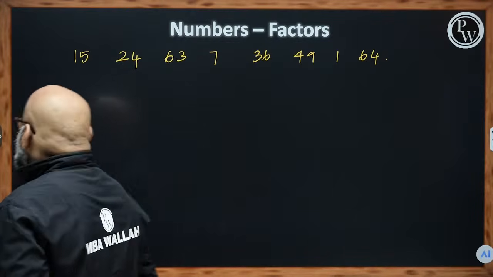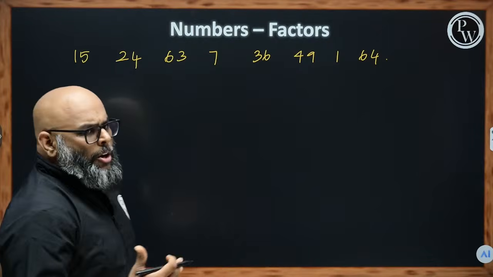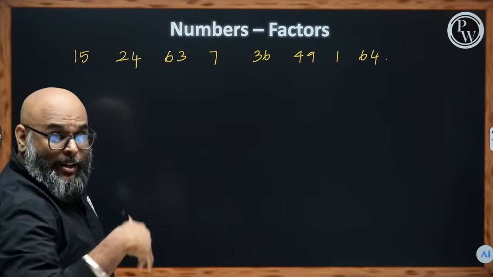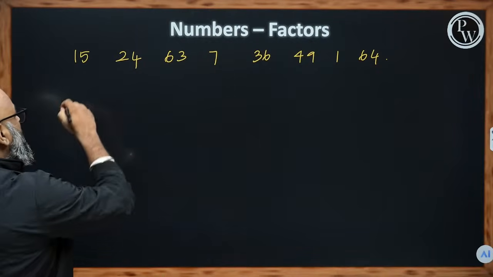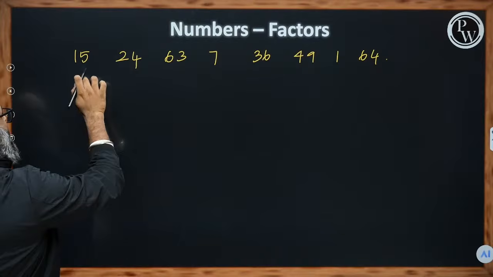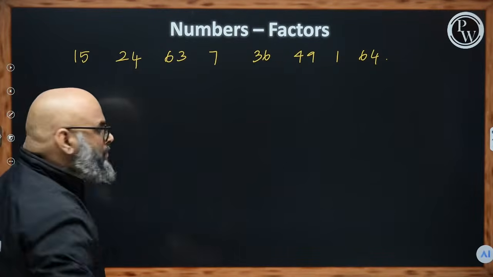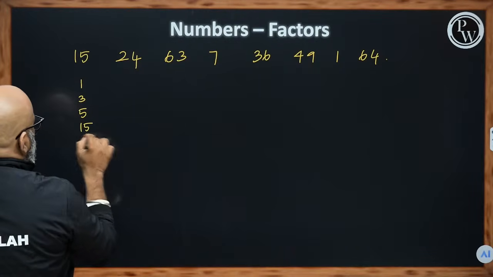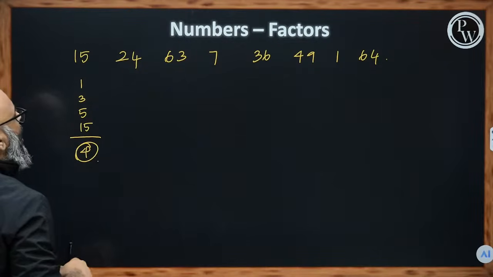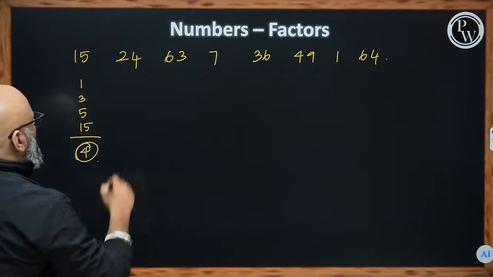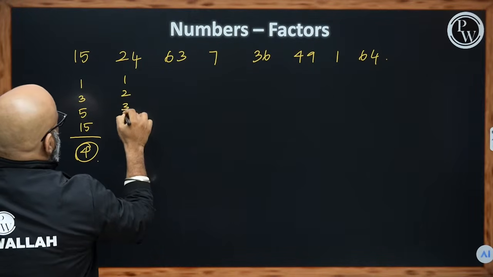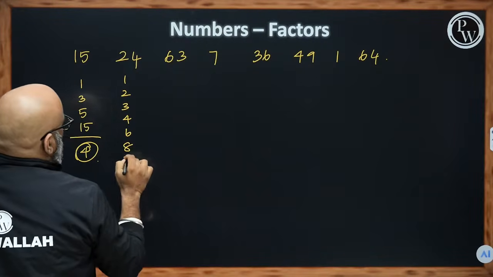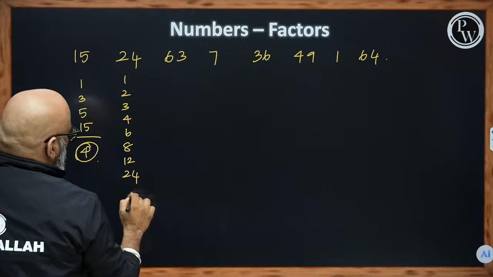Okay, done. So obviously your conventional way of doing it would be to write down the factors and then count them. So what are the factors of 15? Every time I say factors of a number, we always start with 1. So we start with 1, 3, 5, 15. So that's a total of 4. I talk about 24, we'll have 1, 2, 3, 4, 6, 8, 12, 24. That's 1, 2, 3, 4, 5, 6, 7, 8. There are 8 factors here.